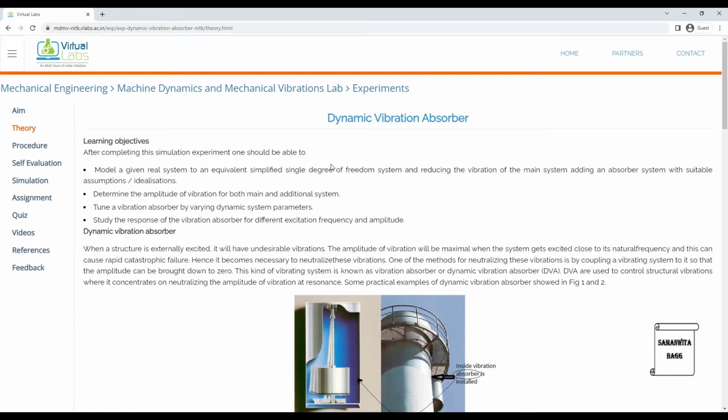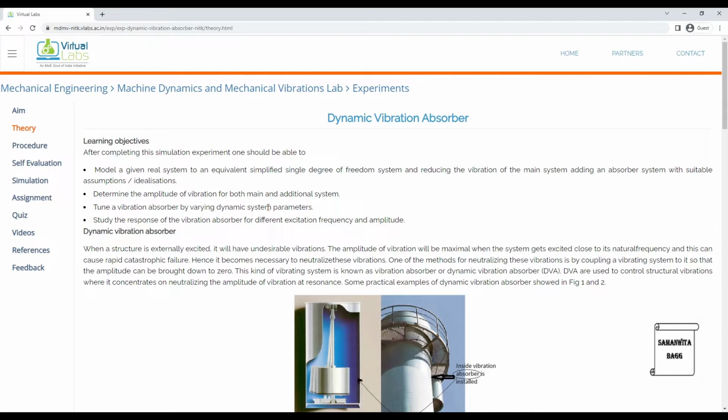Let's check the theory. There are certain learning objectives given. After completing this simulation experiment, one should be able to model a given real system as an equivalent simplified single degree of freedom system and reduce the vibration of the main system by adding an absorber system with suitable assumptions or idealizations. So after completing this experiment, you will learn how to convert a given problem into a single degree of freedom system, and you will be able to add an absorber such that the vibration caused in the main system is reduced.